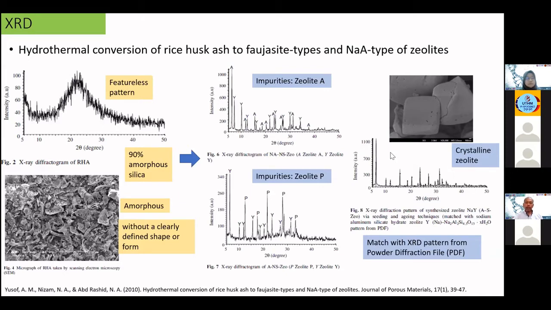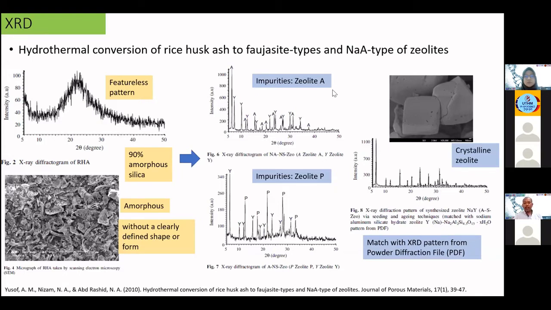Highly pure, this one. But for this one, we wanted to synthesize zeolite Y, but then we got other peaks than the peak for zeolite Y, and we found out that the peak is for zeolite A. That is a different zeolite. There is synthetic zeolite and also natural. Synthetic we can synthesize in the lab. The names of the zeolites are zeolite A, X, Y. It's not zeolite A, B, C, D, no. It's A, X, Y, P, beta, omega, so many types of zeolite.